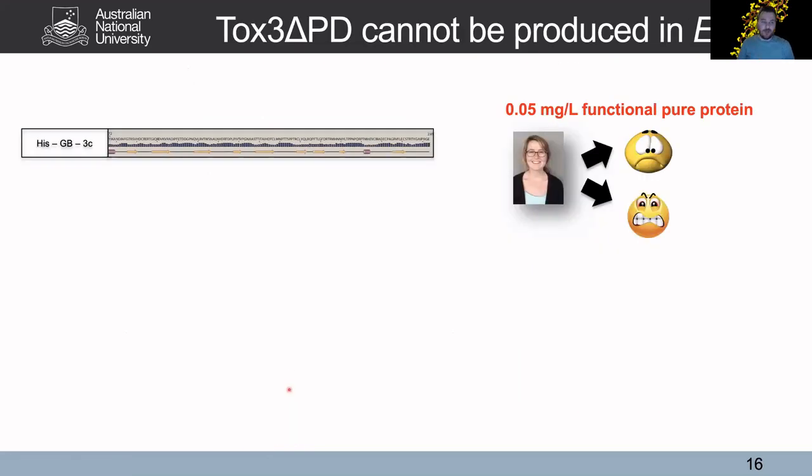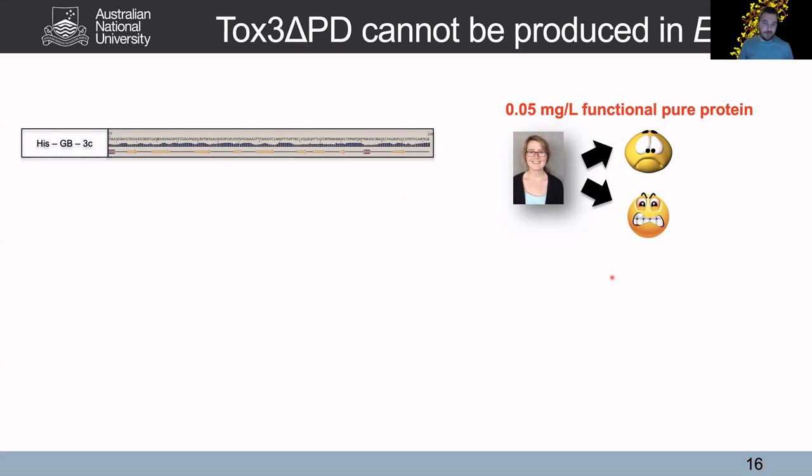Nevertheless, we thought we'd try again, and we tried with our GB fusion. Megan was quite upset here because we thought that this could work quite quickly and quite easily, but we went back to getting essentially no protein. So this was sadness, and it turned into also some frustration.